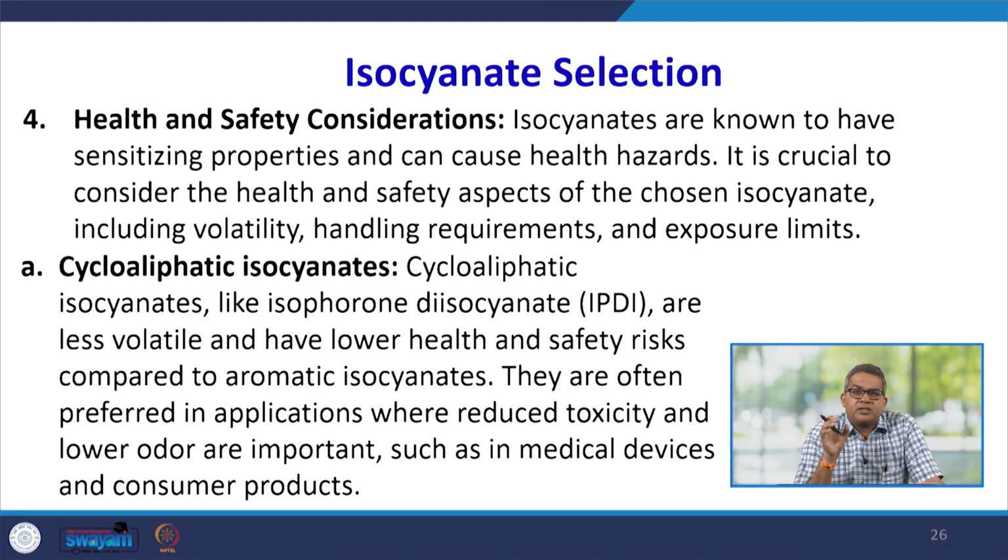Now, it is crucial to consider the health and safety aspects of the chosen isocyanate. This includes volatility, heating requirement, and exposure limit. And sometimes if VOCs are there, or if there is a fire hazard, then the limiting aspect should be there. The cycloaliphatic isocyanates are the best candidates, like isophorone diisocyanate. They are less volatile and have lower health and safety risk compared to the aromatic isocyanates. They are often preferred in applications where reduced toxicity and lower odor are important, like in medical devices and consumer products.